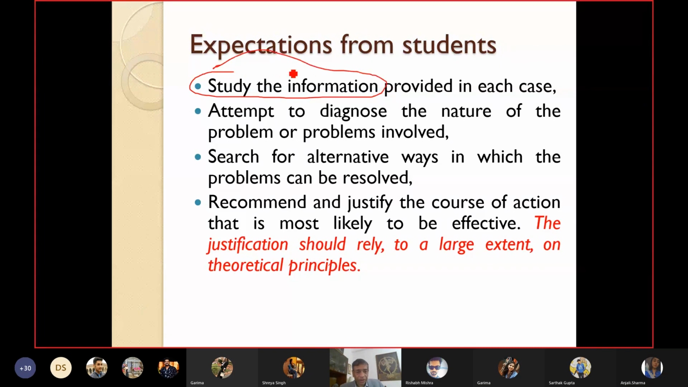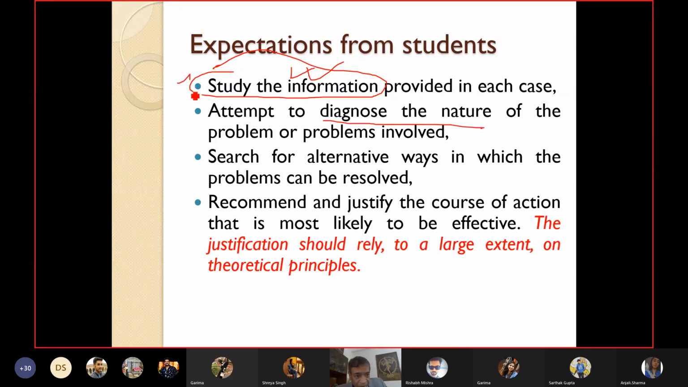Study all the information which is given, though I said earlier, not every information is important and vital, but equally important, all of you must understand that not every information is available also in the case. You may need to do more research. But the idea is study the case thoroughly once. Sit and relax, all of you, and study the case once. Study the information provided in each case. Then attempt to diagnose the nature of the problem.